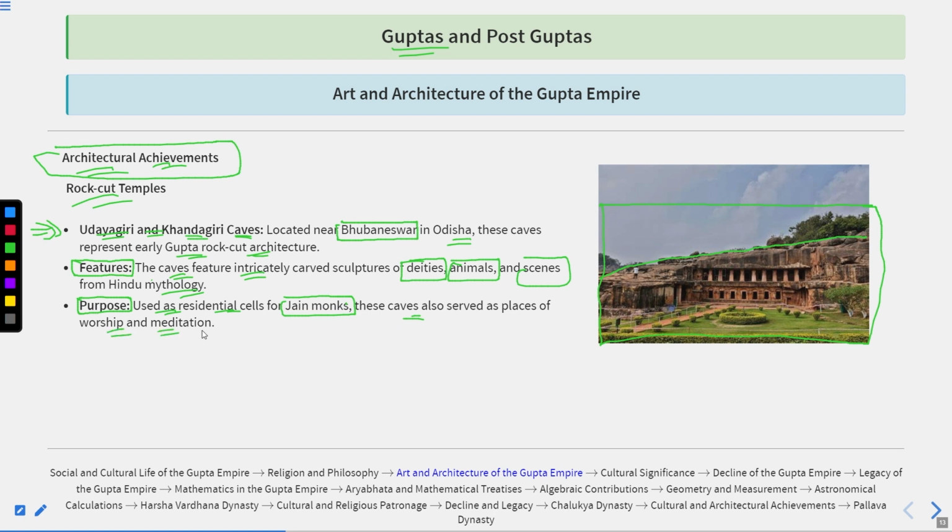So here we can say, however the Gupta mainly emphasized the revival of Hinduism, they had a policy of religious tolerance as well. So we can say they even respected the other religions that existed during their time. An example is Jainism.